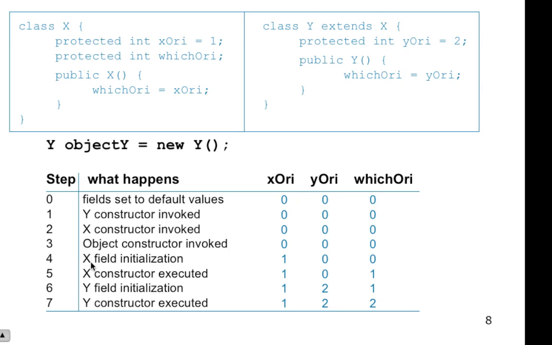And then we have the X field initialization. And then we have the X constructor that's executed, then the Y field initialization. So we're going back to object and then we're going forward, essentially. So we're springing back from object and we're going through all the different initializations. So it's kind of interesting to see how it's set and see how it works together.